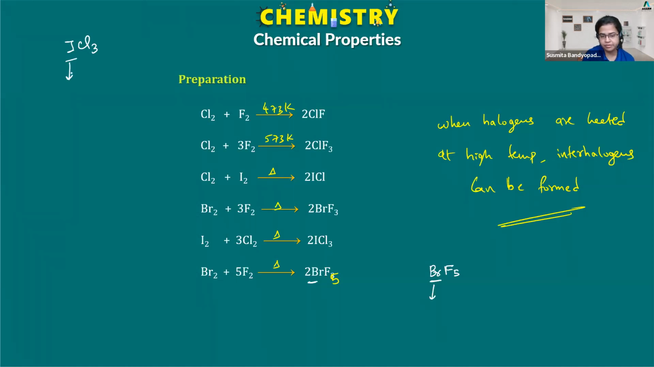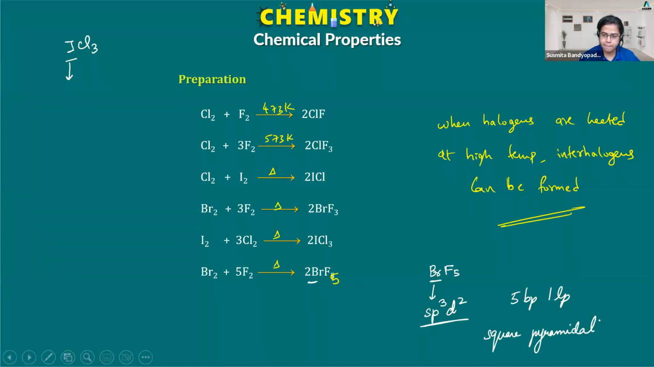Hybridization of Br in BrF5 first. sp3, d or d2? Now it's correct, d2. Five bond pairs, one lone pair. Square pyramidal.